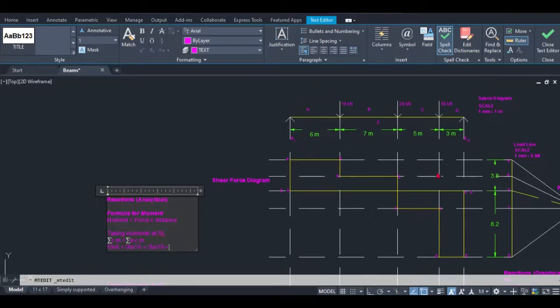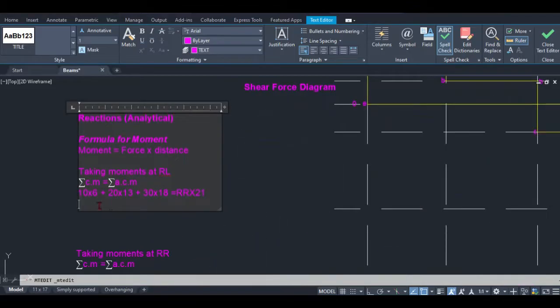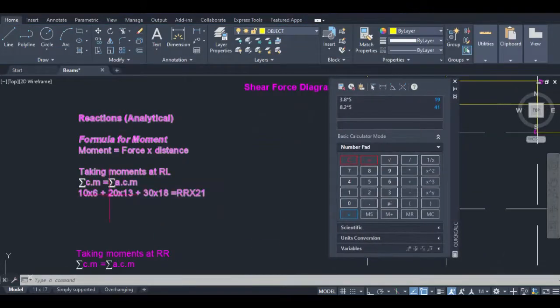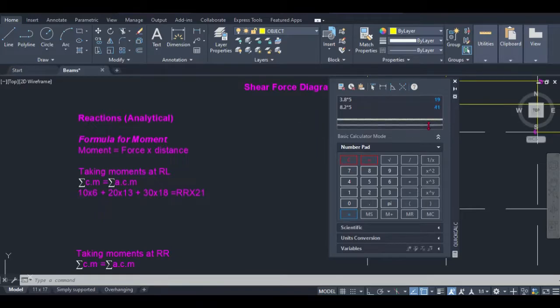So now we're going to look at what was turning it anti-clockwise. And it was the right reaction. So we just use right reaction times what's the distance from this pivot. It's 3 plus 5, 8 plus 7, 15 plus 6, 21. So now we have to do these calculations. So now we know that 10 times 6 is 60. So I'm just going to do all the calculations so we can see it in the window here.